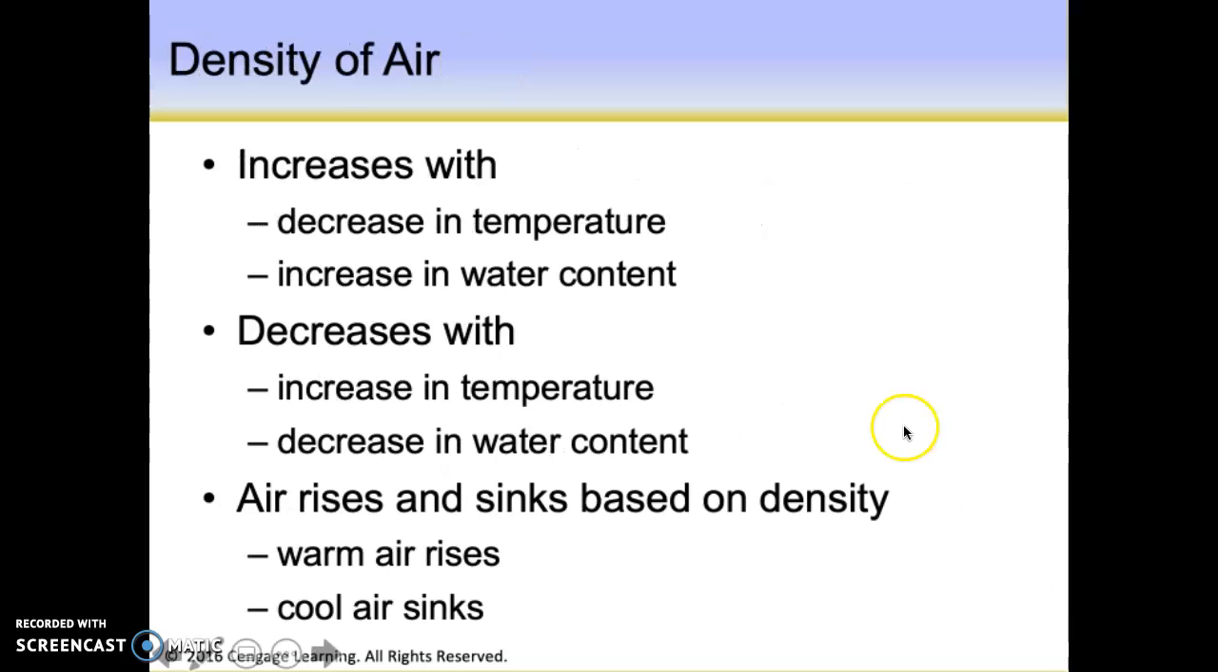A little bit on density. The density of the air increases with a decrease in temperature and with an increase in water content. So if you make it cooler or you add a lot of water, that will increase the density of the air. And the air is going to rise and sink based on density. Warm air, generally speaking, rises. Cool air, generally speaking, sinks. But as we mentioned, water plays a role in this as well. So there's a very complicated relationship between the density of the air, pressure, temperature, and the water content.